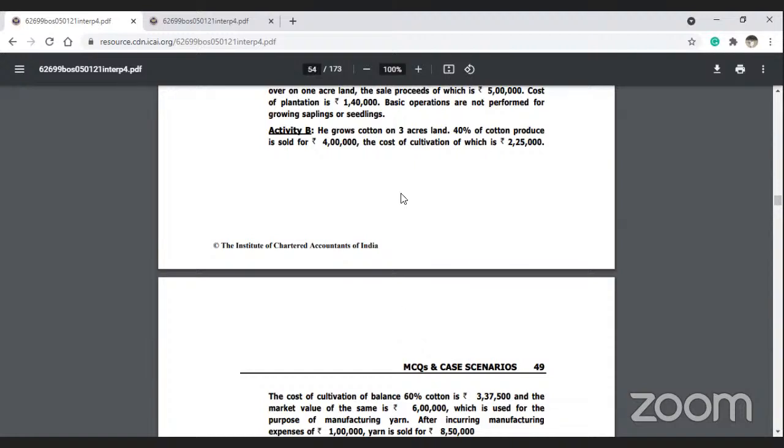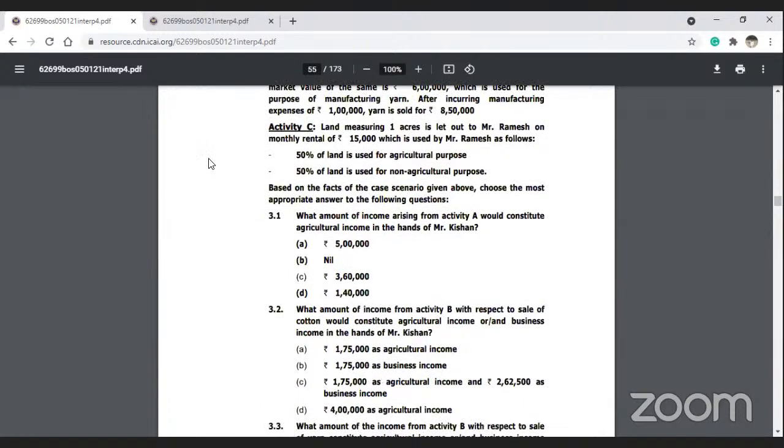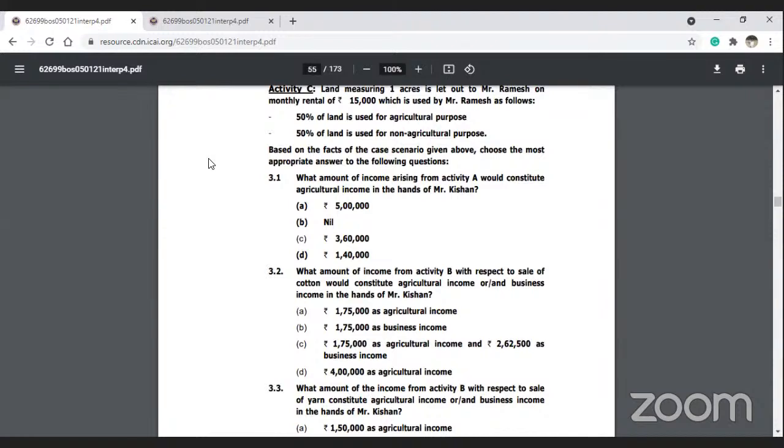Vidya, what was the question? See, 40%. What was the question? No, Madhuri, look at it, the question asks about the amount of income that would constitute it.